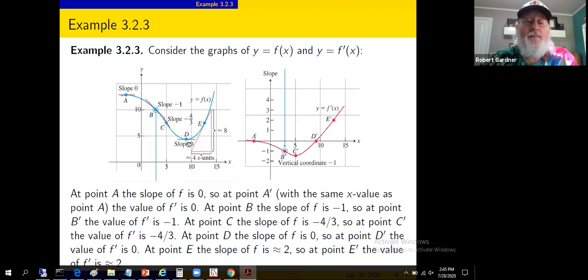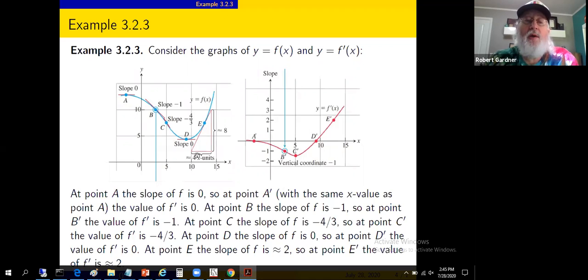Onto point D. It looks like it's around 9 for the x value. We've got a slope of 0 for a tangent line. Then the derivative will take on the value 0 at the point D prime. At point E, they've drawn a little triangle here, and they're making a claim that rise over run is approximately 8/4. It's approximately 2, they say. So the value of the derivative at point E prime should be approximately 2. And that's all explained down here.